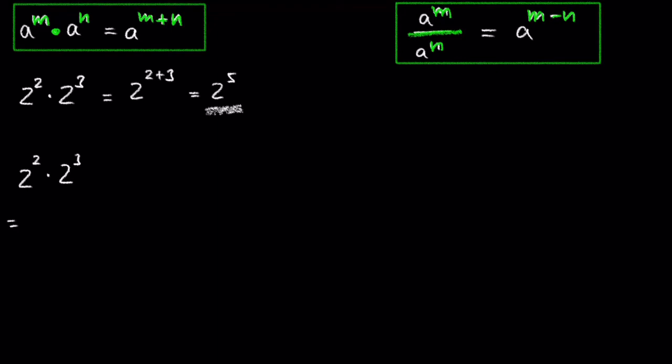Two to the second we can write as 2 times 2. And 2 to the third we can write as 2 times 2 times 2. Because exponents have priority over multiplication in the order of operations, we have to put parentheses. Now, in multiplication, the order of the operations doesn't matter. So we can remove the parentheses and we get 2 multiplied by itself 1, 2, 3, 4, 5 times, which we can write as 2 to the 5th.